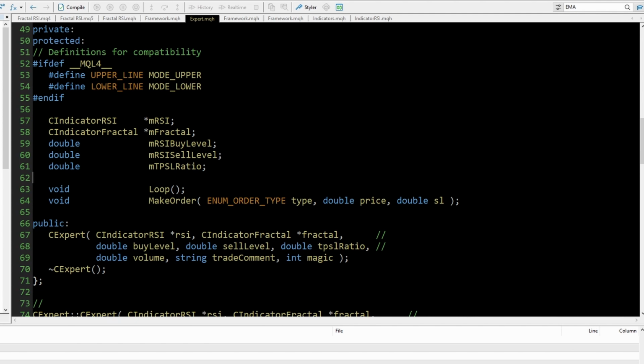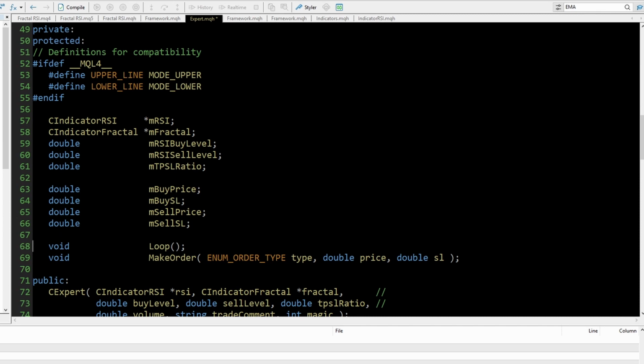And so I'm just going to need some variables to store that. So when I get a high fractal, I'm going to store the high of that bar as the buy price, and I'm going to store the low of the bar as the buy stop loss.